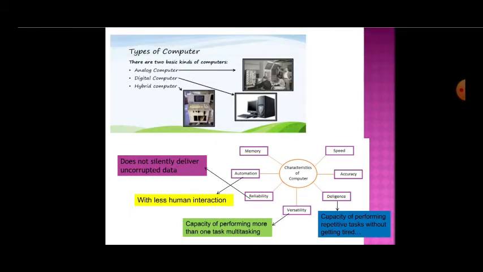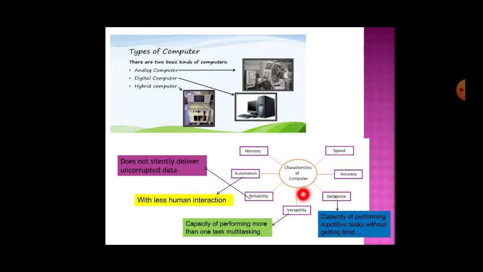Characteristics, also some of the advantages. So, first advantage is the memory. The memory is very high. Then the speed, it has a fast processing speed. Then accuracy, the output we get will be accurate. And next is diligence. Diligence is nothing but the capacity of performing repetitive tasks without getting tired. So the computer won't get tired. It keeps on performing many tasks.